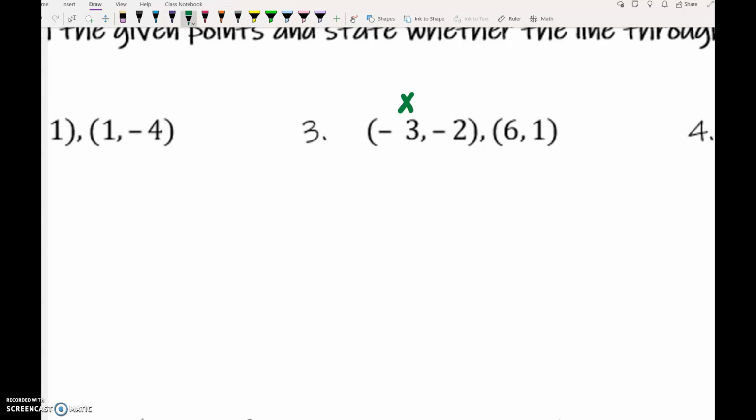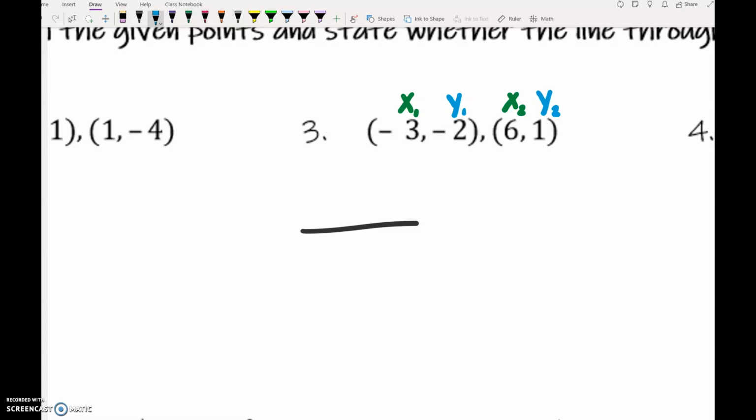Remember, your x values are the first numbers in the ordered pair, and your y values are the second numbers in each ordered pair. Some people find it helpful to label x1, y1, and then x2, y2. You don't technically need that, but you can. The important thing is you have to subtract your y's on top, and whatever order you subtract them, you have to mimic that order in the x's.